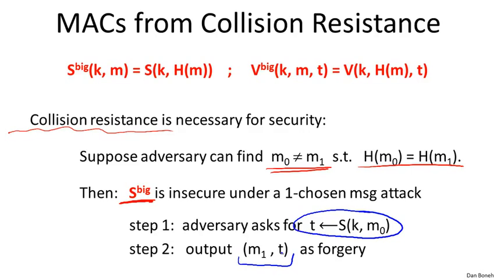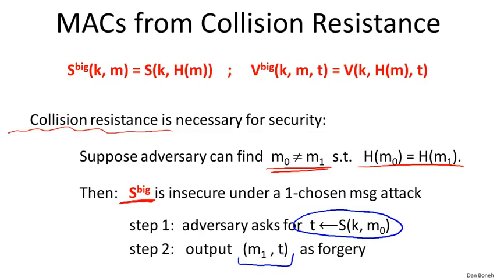I want to emphasize that if someone advertised even one collision for SHA-256, just one pair of messages that have the same output under SHA-256, that would already make this construction insecure, because an attacker could ask for the tag on one message, and in doing so obtain the tag on the other message as well. And that would count as an existential forgery.